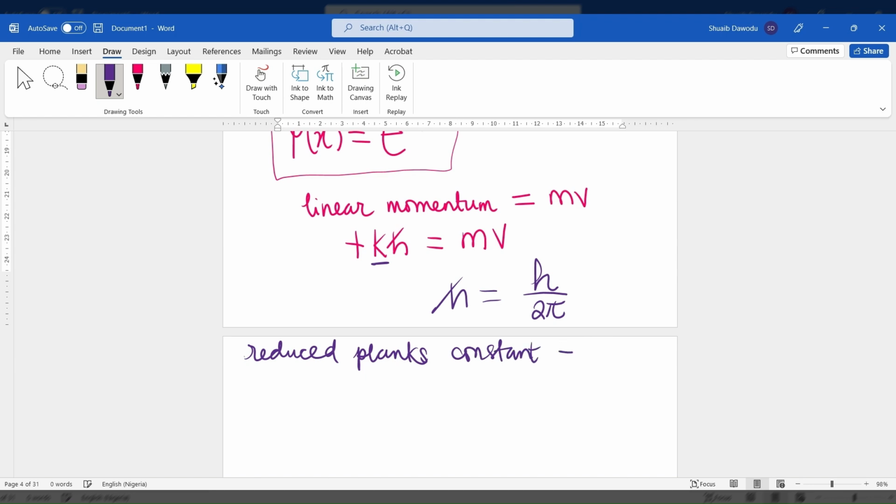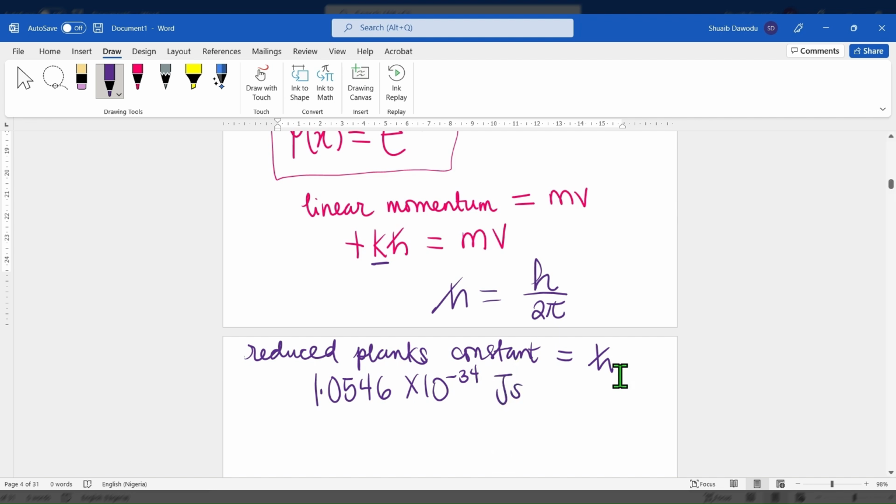You see it in places where they can call it h bar, or h slash, but I like to call it h slash. Basically, this is called the reduced Planck's constant, and it has the value 1.0546 times 10 raised to the power of negative 34 joule seconds.